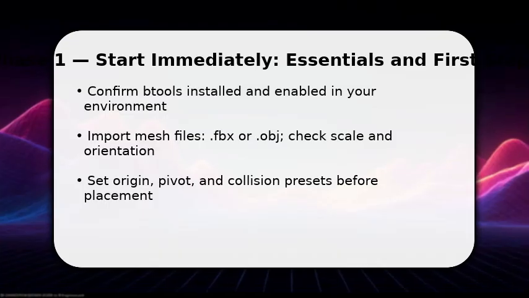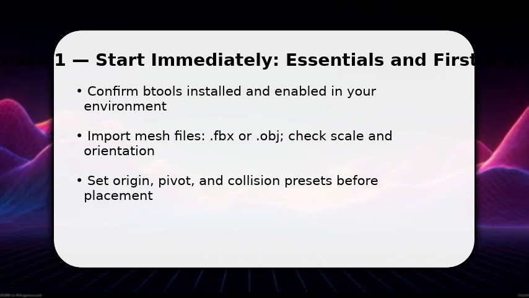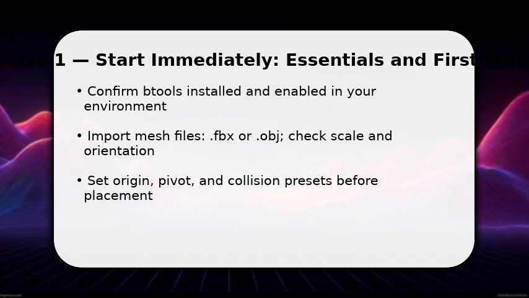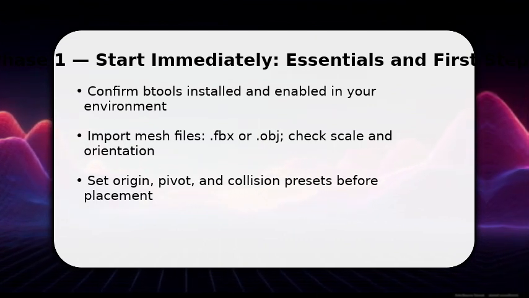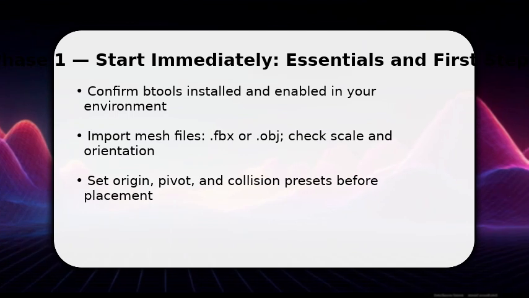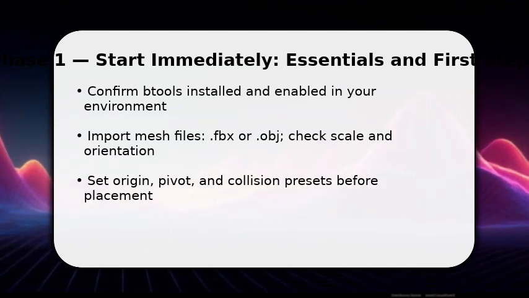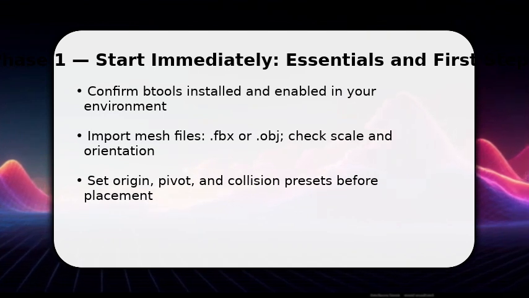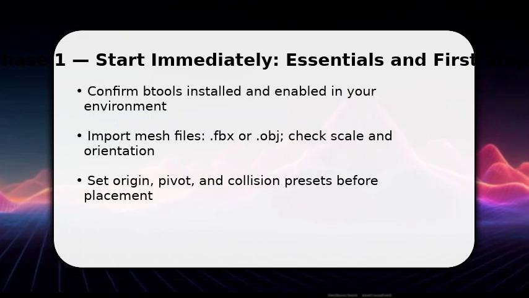Enjoy the video. You start by validating prerequisites, Btools active and your mesh files ready such as FBX or OBJ. First, import the mesh and inspect scale and orientation. This prevents surprises later. Once imported, set the origin and pivot to match intended attachment points and choose collision presets, static versus dynamic, because physics reactions depend on that.